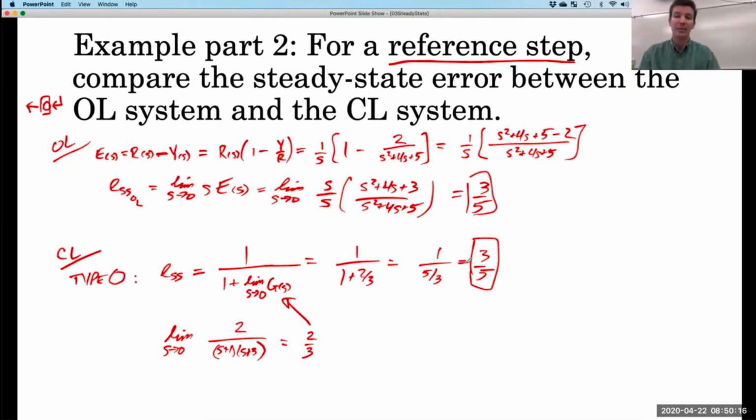So maybe we need to analyze the error due to the other input, and that's where we get to the last slide of it today. But any questions before I move on? I got one simple question.